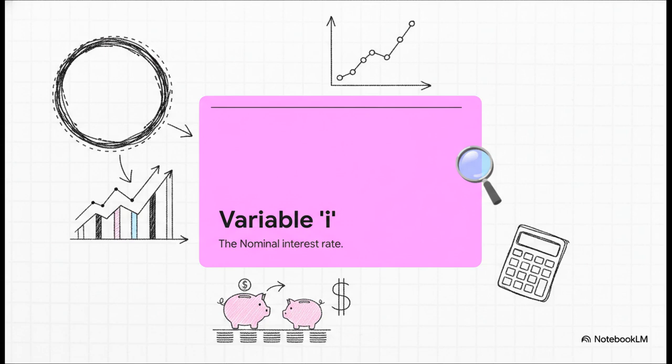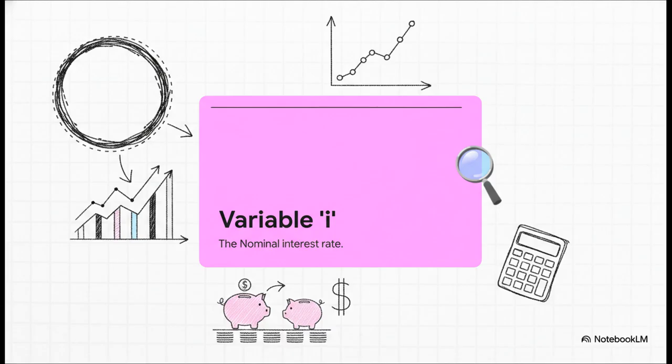First up, we've got the variable I. This is just our nominal rate, so in our example, it's 6%. Now this is absolutely critical, and it's a very common mistake students make. For the calculation, you must express this rate as a decimal. So 6% becomes 0.06. Forgetting that conversion will give you a completely wrong answer.